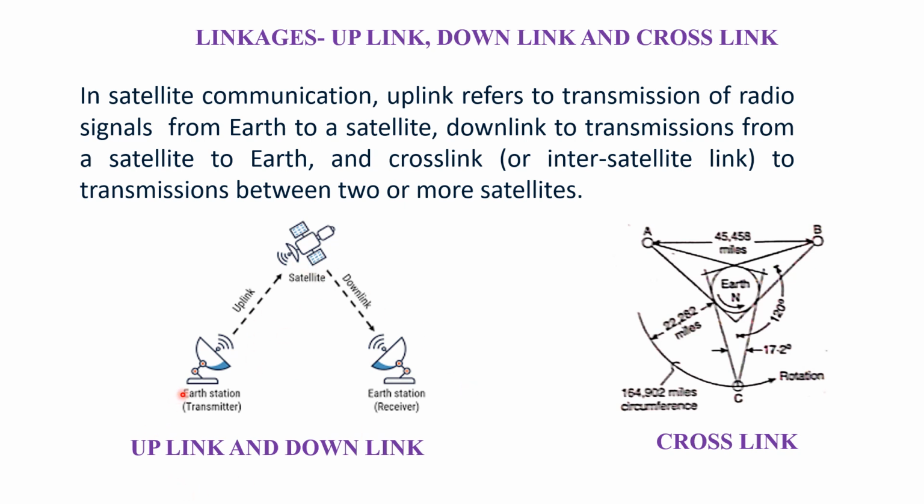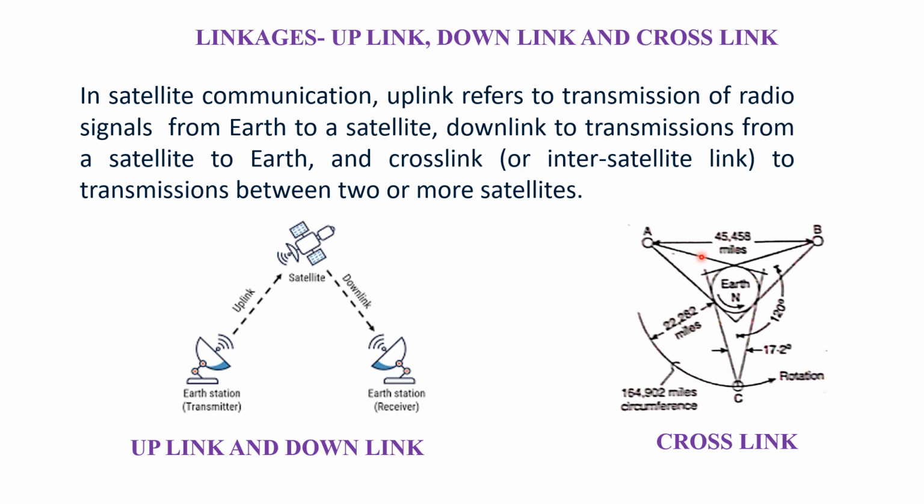Here the earth station will be a transmitter and satellite will be the receiver. And here in the downlink the satellite will be the transmitter and the receiver will be the earth station. Whereas in the crosslink, for example, in this diagram we have taken three satellites A, B and C, and the distance between the three are also given. And this is the link between three satellites, which is called crosslink.